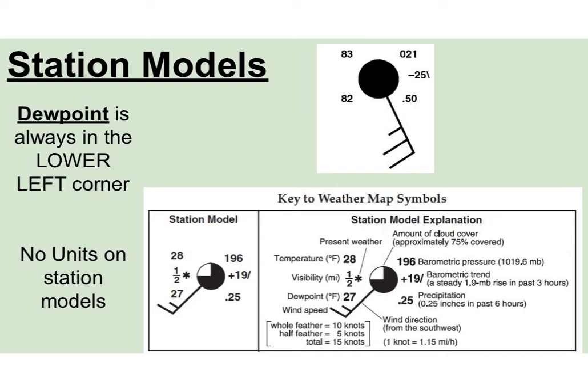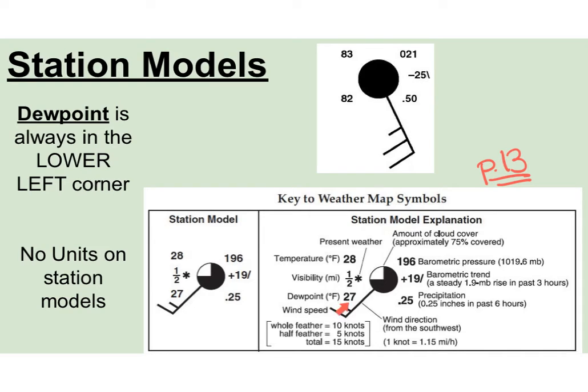And finally, the last thing you're going to learn here, we're going to connect this back to our lovely little station models. Remember these? This is on page 13 in your reference tables at the bottom. And the dew point is always going to be in the lower left-hand corner, always in the lower left-hand corner. So this number right here is going to be our dew point temperature, because over here, if we look, on our explanation, it tells us that the dew point is always right here.